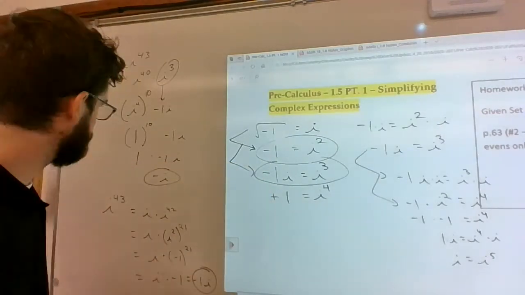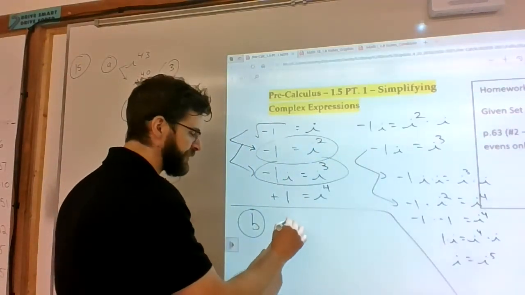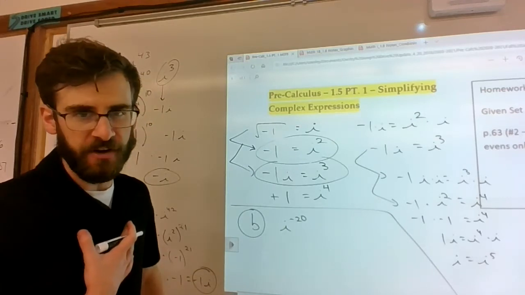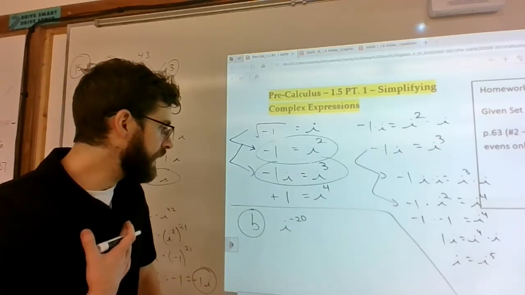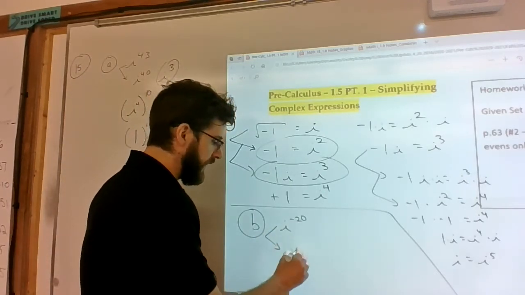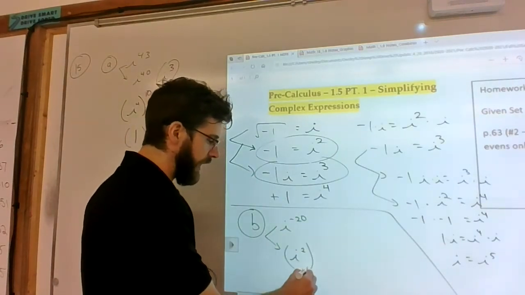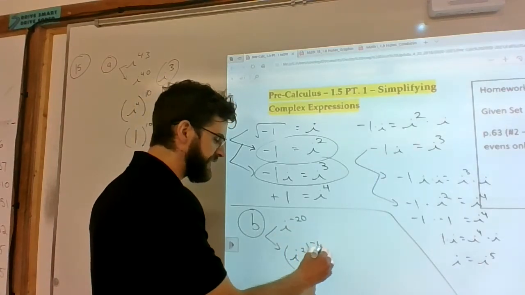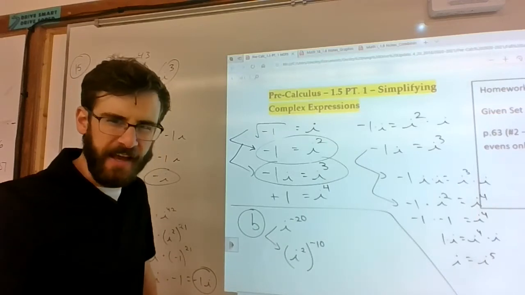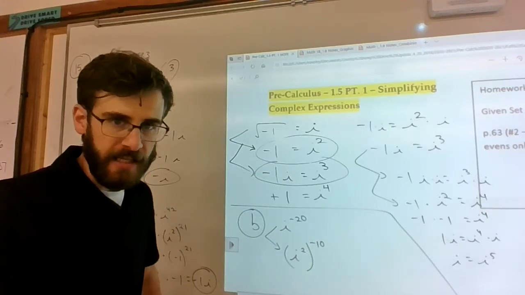I'm going to do part B as well, because that one had a negative exponent, and I just wanted to throw out there what I would do if I saw a negative exponent like that. I would look at it like this. If it's even, which it's a negative even number, I'm going to think of it in terms of i squared, and then it's going to be to the negative 10th power. You guys make sense of that? Negative 20 divided by 2 is negative 10, so I can rewrite it like that.